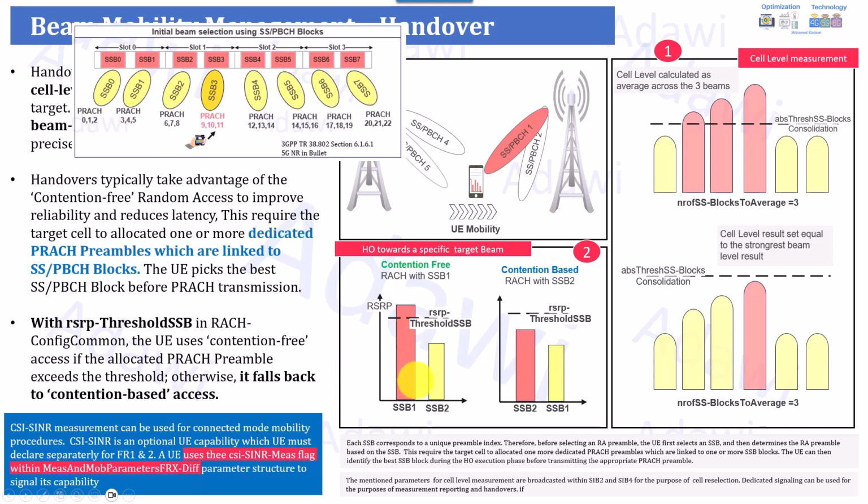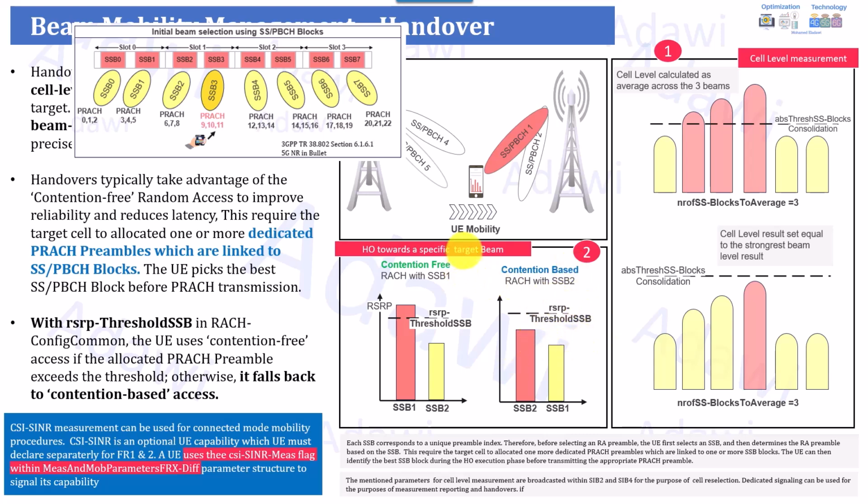So the user will be initiating the handover execution RACH using this RACH preamble, which is associated here. And in case the threshold is not met, this means it will be using contention-based. So this means the user will be sending a random preamble during the random access during the execution phase. So this will be using contention-based, using a random preamble, in case this parameter is being set.